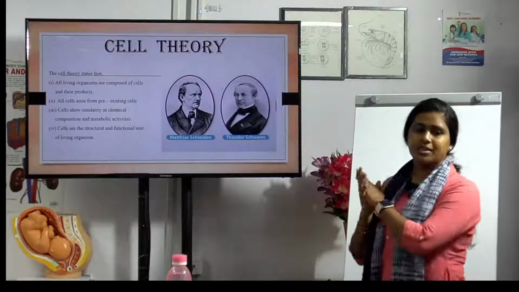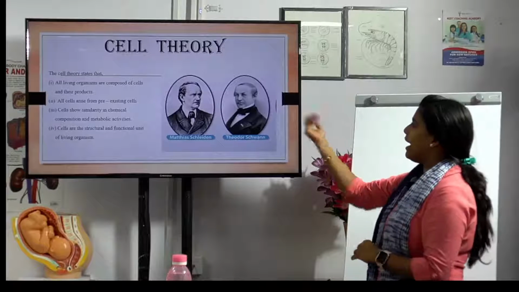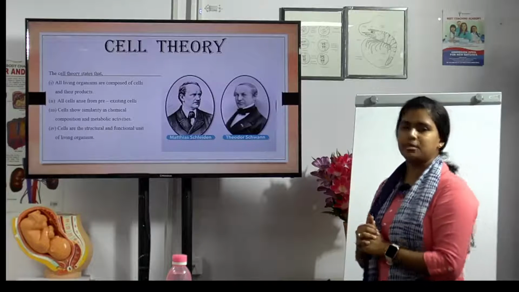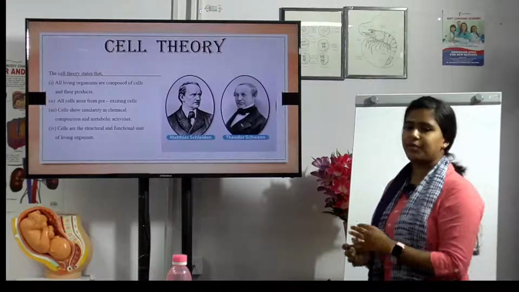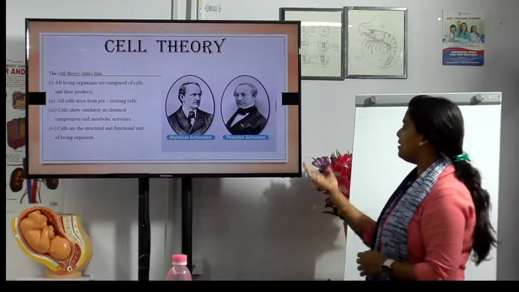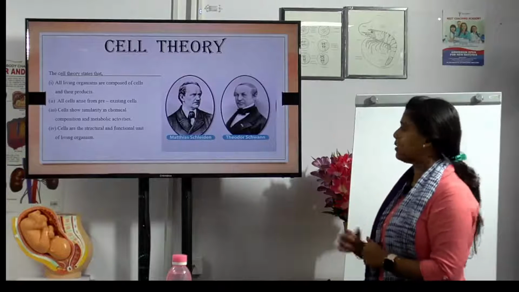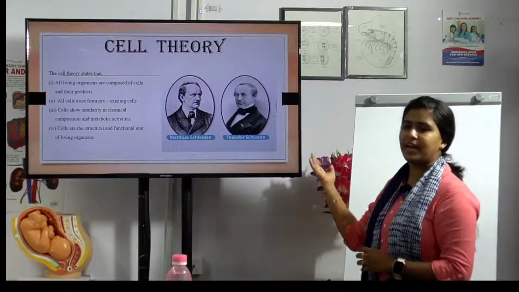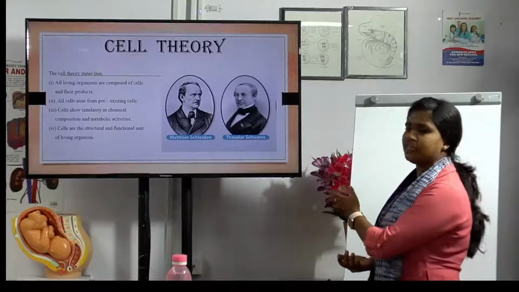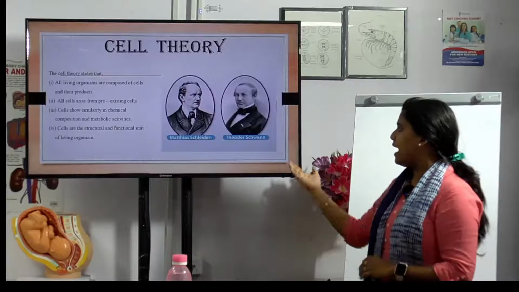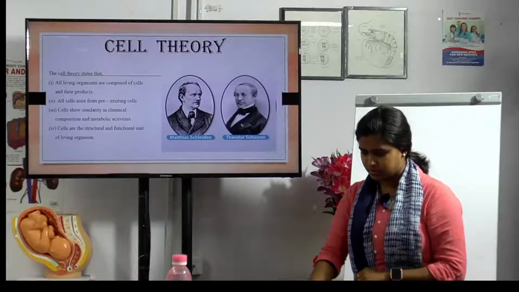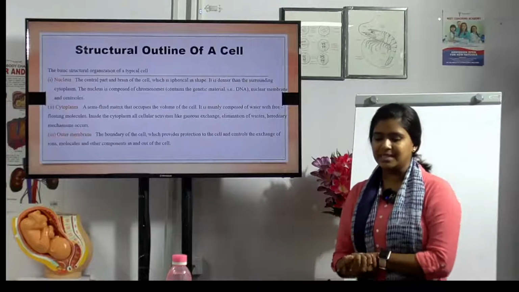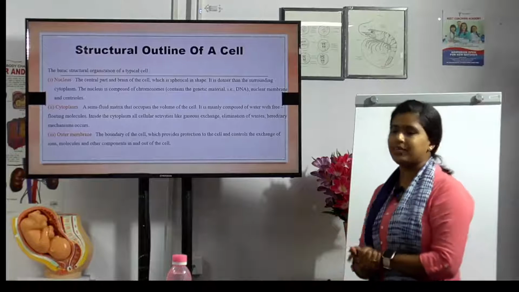And let us see what the cell theory is all about. All organisms are composed of cells and their products only. All cells arise from pre-existing cells. They show similarity in chemical composition and also metabolic activities. And the cell is a structural and functional unit of all living organisms. Now let us see the basic structural outline of a cell.